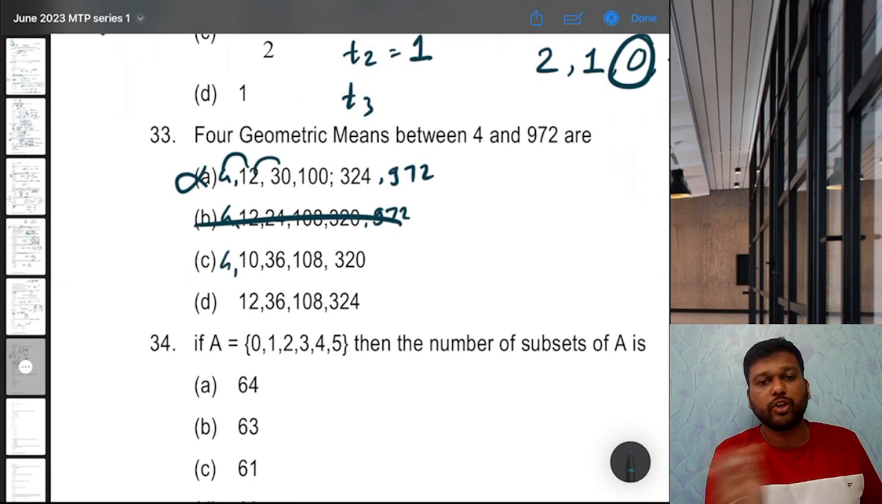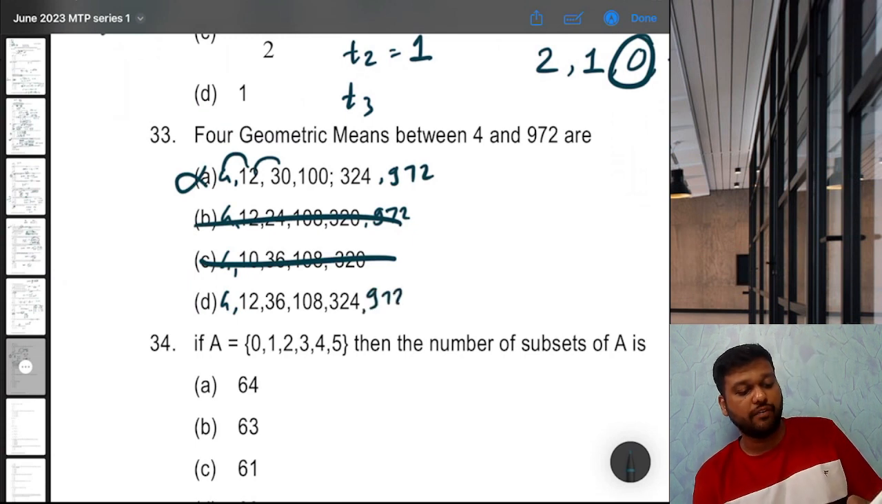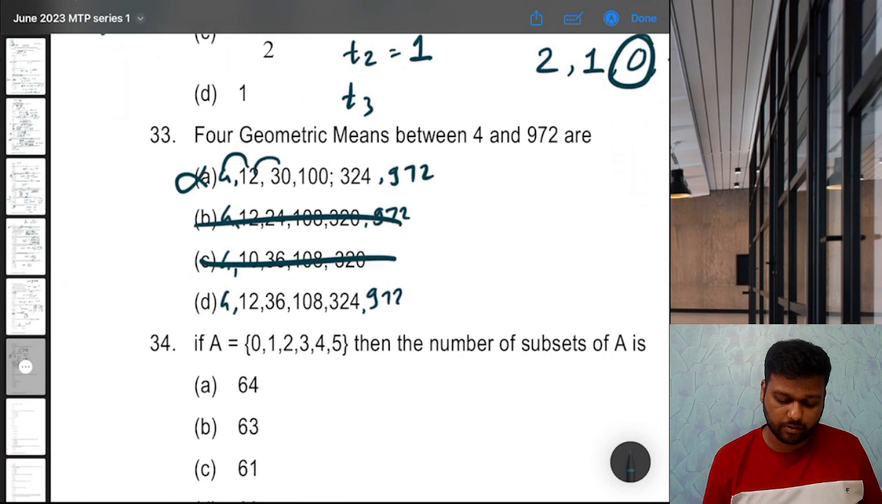This will also be wrong because 10 by 4 and 36 by 10. This seems to be the answer. Let's just check. 12 by 4 is 3. 36 by 12 is 3. 108 by 36 is 3. 324 by 3 is 108. So B is the correct answer. Okay, fine. Let's check last one also.